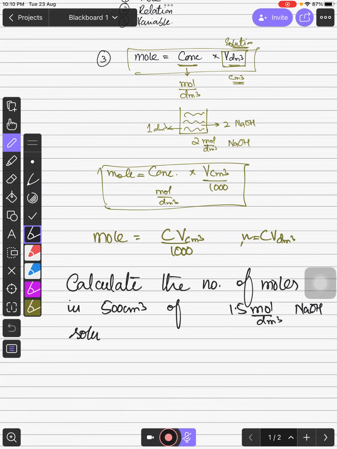For example, examiner gave you the 1.5 mole per decimeter cube solution of NaOH and the volume of this concentration is 500. उसने आपको एक बीकर दिया, उस बीकर में आपको कहा कि यार इसके अंदर जो कॉन्सेंट्रेशन है ना 1.5 मोल पर डेसीमीटर क्यूब की बनी हुई है, ठीक है ना, बट उसने आपको जो लिक्विड दिया वो लिक्विड आपको 500 ml दे दिया या 500 सेंटीमीटर क्यूब, आप सबने देखी होगी 500 वाली कोल्ड ड्रिंक ना, उसके बराबर उसने आपको वॉल्यूम दे दिया है, ठीक है ना। Now he is asking calculate the number of moles in this solution.